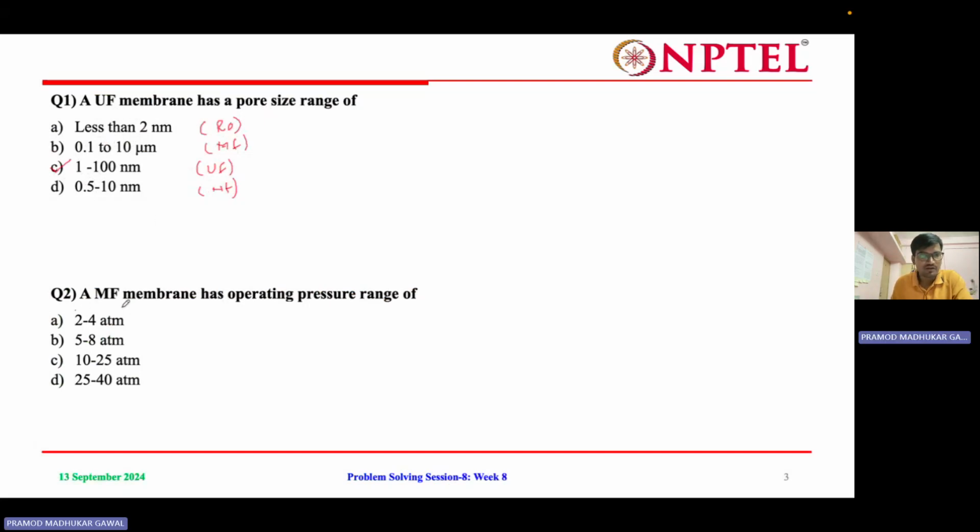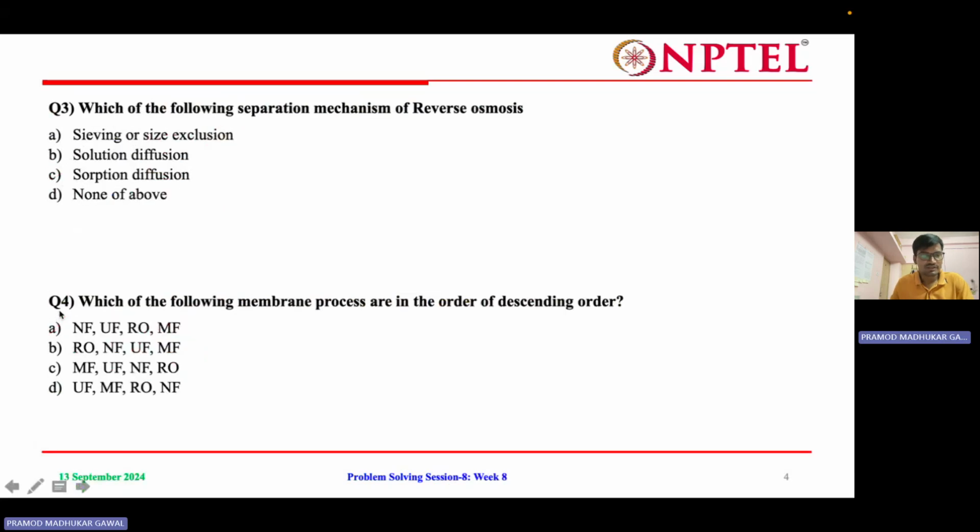Moving to question number 2: the microfiltration membrane has an operating pressure range of? The options give 2 to 4 atm for microfiltration, 5 to 8 for ultrafiltration, 10 to 25 for nanofiltration, and 25 to 40 atm for RO. In this question, it asks about microfiltration, so option A is correct.